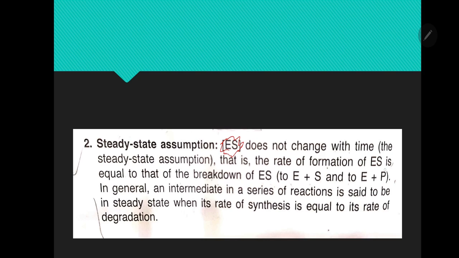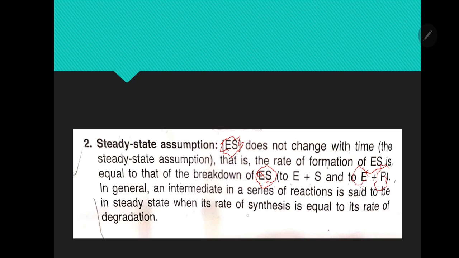That is, the rate of formation of the enzyme-substrate complex is equal to that of its breakdown. Very good. Here, the rate of formation of the enzyme-substrate complex is equal to that of the breakdown of the enzyme-substrate complex, and as a result of breakdown, as I told you in the beginning, the enzyme is regenerated and the product is formed. Now this state is in an equilibrium, it is in its steady state.